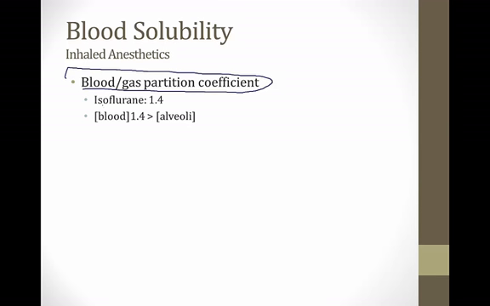So for example, for isoflurane, it's 1.4, which means that when you put isoflurane gas in equilibrium with blood, it will be 1.4 times more likely to be found in the blood than in the alveoli. It slightly likes to be in the blood form compared to the gaseous form.